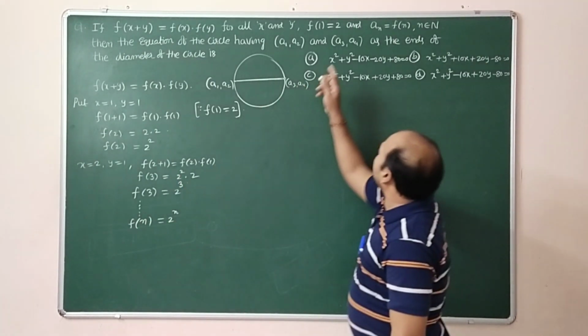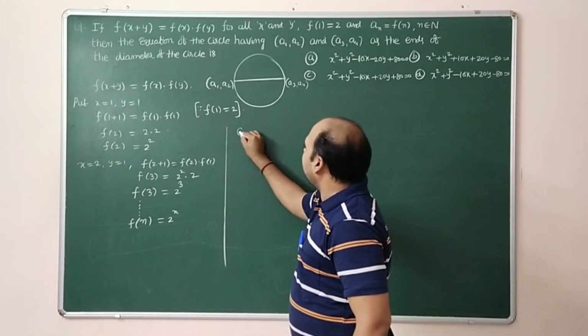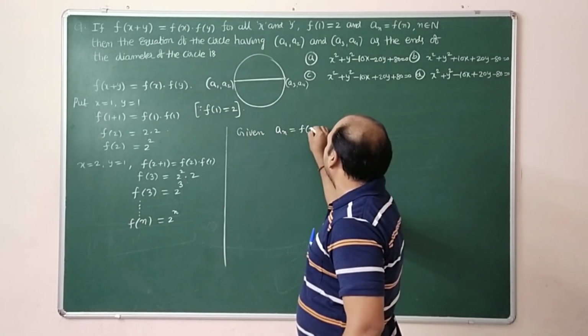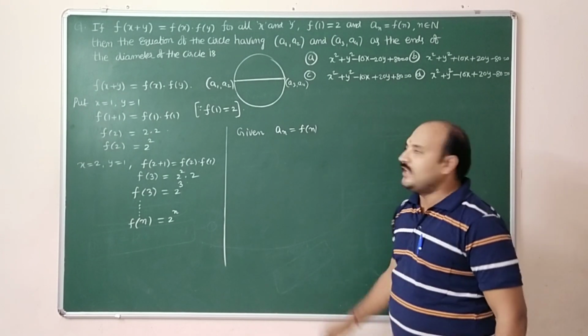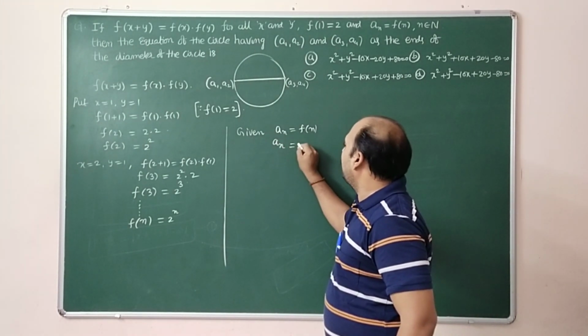After getting the f of n value, f of n is equal to a n, the suffix value is there. So given a n is equal to f of n. What is f of n? We got it here, 2 power n. So a n is equal to 2 power n.